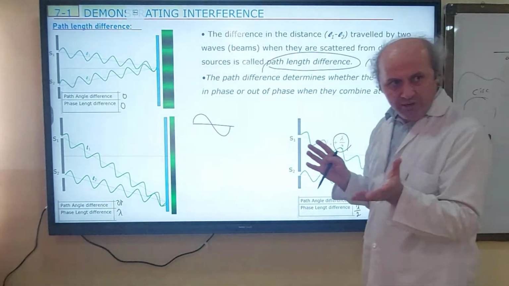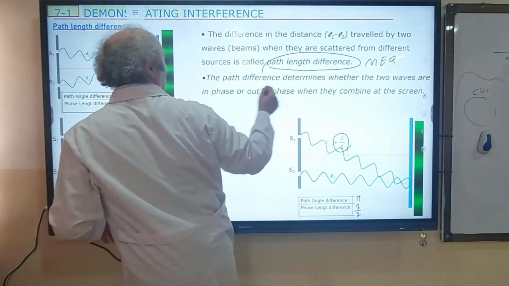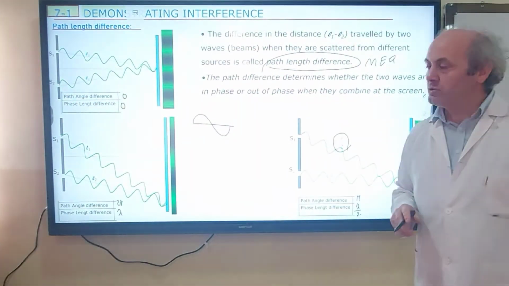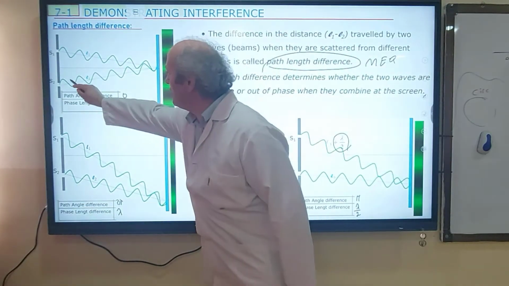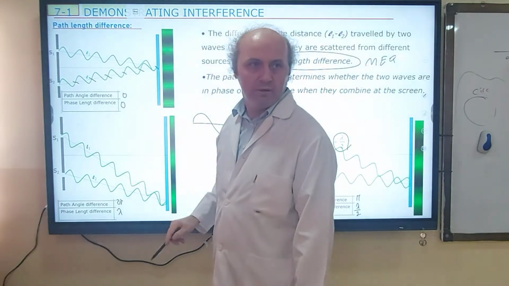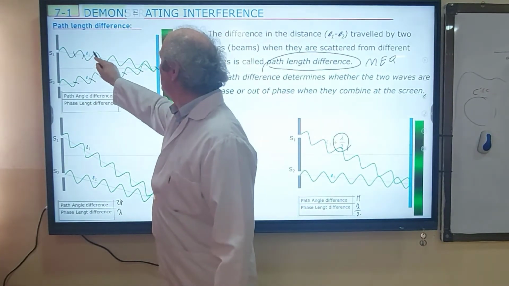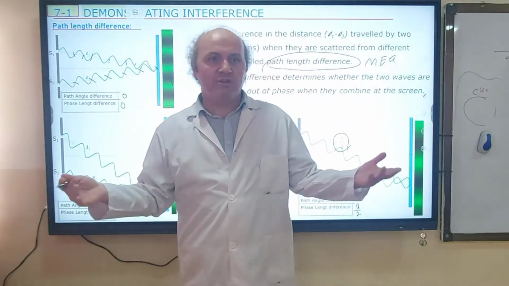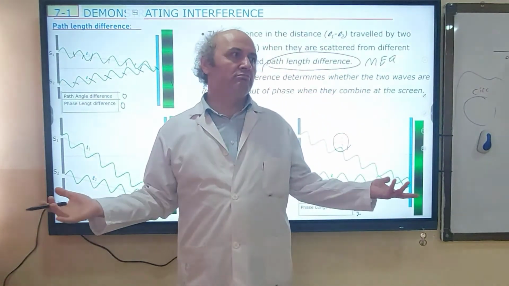Now we are going to make a table for all. Why is that one 0? Because distances are equal. 1 lambda, 2, 3, 4, 5, 6. 6 lambda minus 6 lambda, 0.